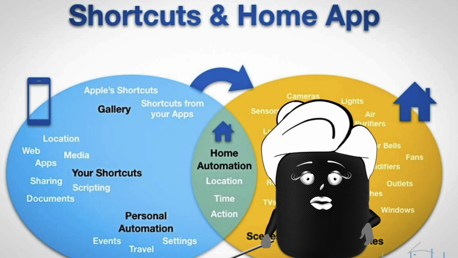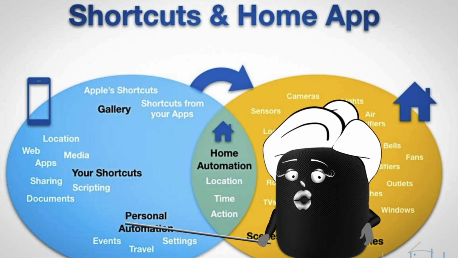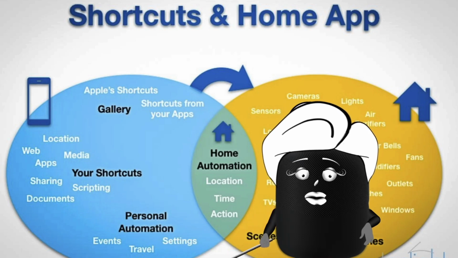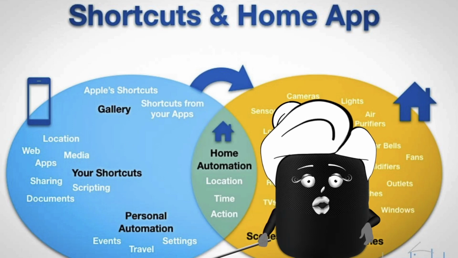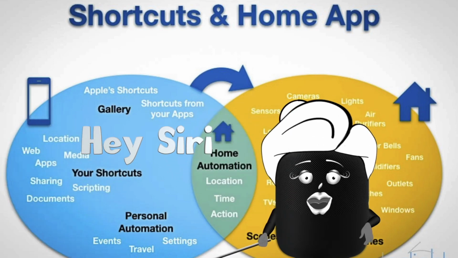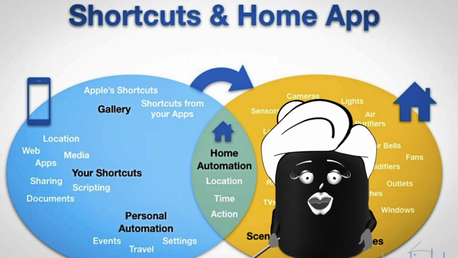With my Shortcuts app, we can pick shortcuts from the gallery, or we can create custom shortcuts from scratch. Remember our personal music quiz. We can also create personal and home automations. All these shortcuts can control your HomeKit devices in the Home app. And you only need to say, "Hey, and then the shortcut name, and I will run your shortcut."